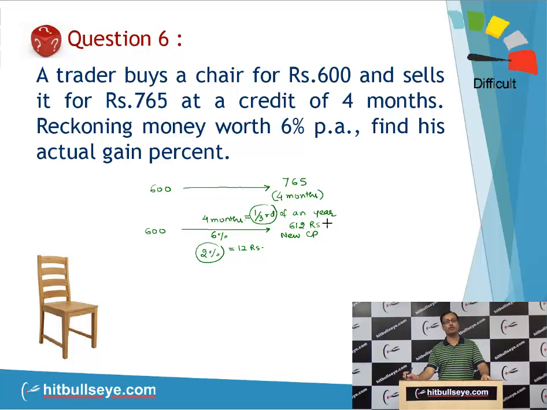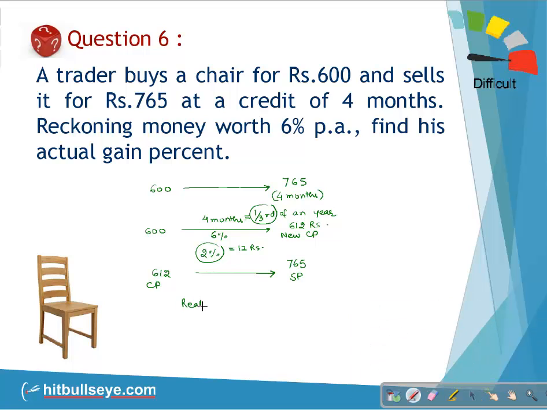Now the question converts to an equal timeline where we can say that the shopkeeper or the trader has purchased the chair for 612 rupees as of now, and currently he is selling the chair at a price of 765 rupees. And finally the question says find out the real profit or loss percentage. So can we say real profit percentage will be now selling price minus cost price, which comes out to be 153 rupees, divided by the real cost price 612. So the actual profit percentage comes out to be 25%.